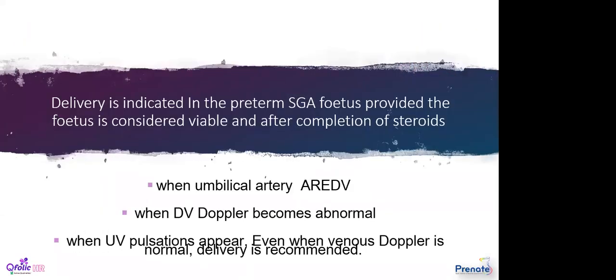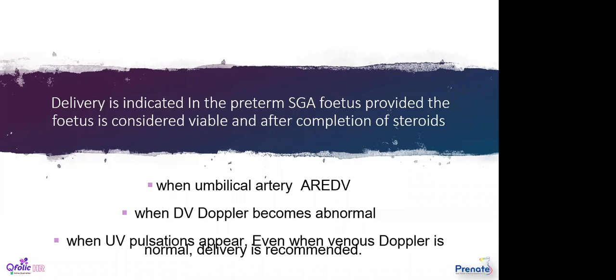Delivery is indicated in a preterm SGA fetus provided the fetus is considered viable and after completion of steroids. So if there are certain conditions where we have to deliver the baby, then the mother should be given a single course of steroids. What are those conditions? When the umbilical artery shows absent or reversed end diastolic velocities, when the ductus venosus Dopplers become abnormal, or when umbilical vein pulsation appears, even when the umbilical venous Doppler is normal, delivery is recommended.